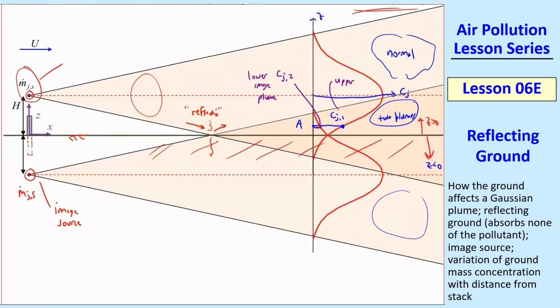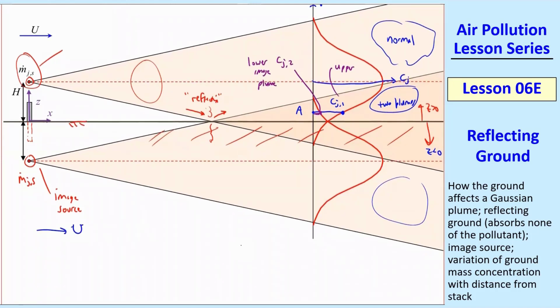I should also draw my U. Everything is a mirror image under here. We have the same U and the same properties. Everything's identical. We just have a mirror image.